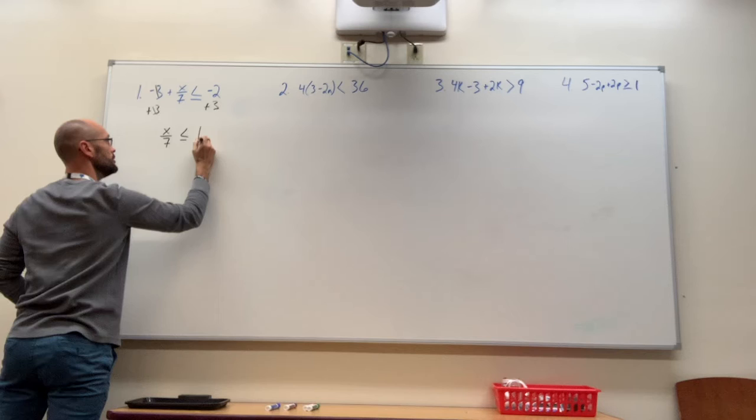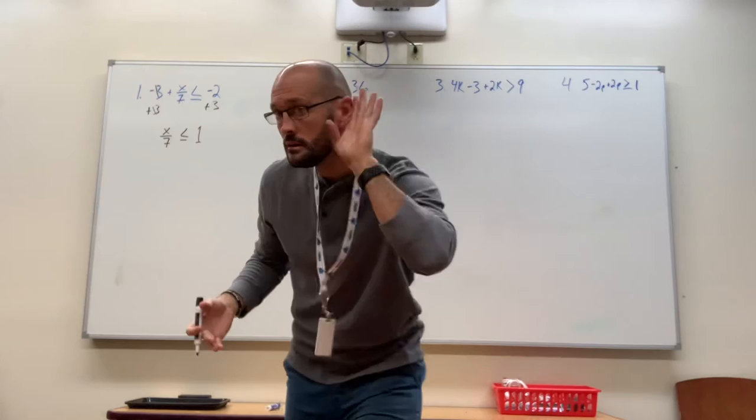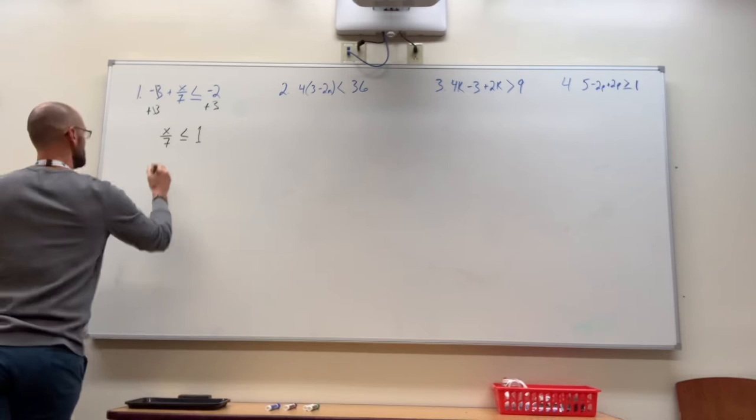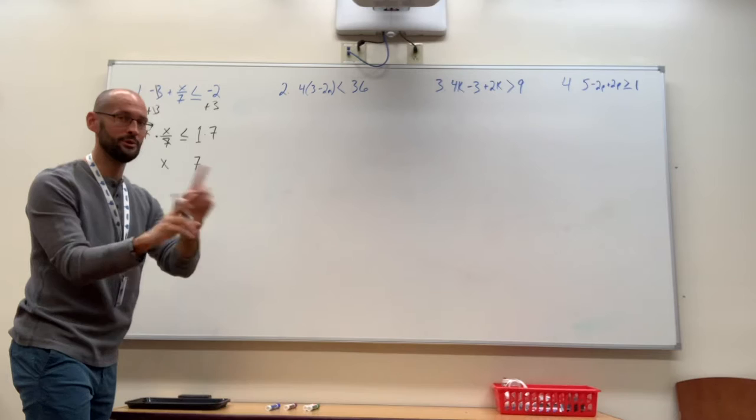All right, now this is yesterday. Right now we're back to yesterday. X is being divided by 7. How do you undo divide by 7? Say something. Okay, good. You multiply by 7. I'm left with x less than or equal to 7. Did we take action with the negative? No, no, no. So our inequality stays the same.